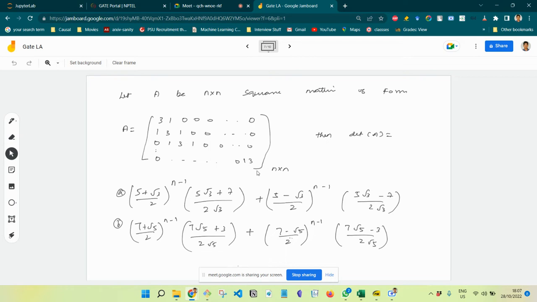Does anybody have any suggestion as to how to approach this question? If you want to solve the determinant of A the conventional way, it will take a lot of time. This is a multiple choice question. You have to pick either A, B, C or D, which are in the next slide. Remember that time management is very important in GATE, so you cannot spend more than 5 minutes on a question. Any suggestion, anybody?